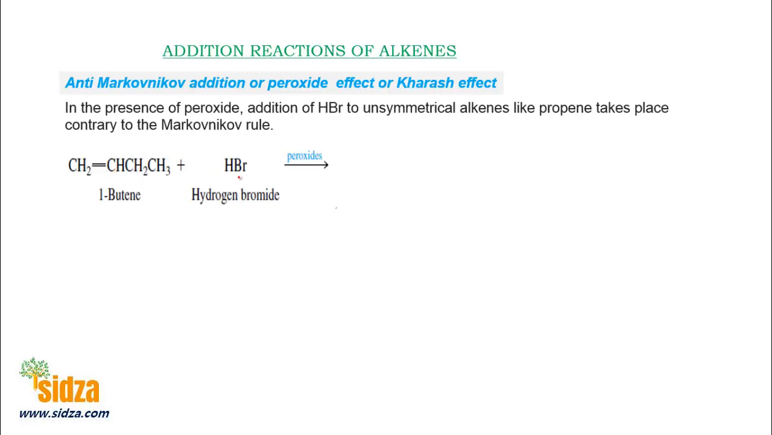However, when you add the same reagent, HBr, in presence of any peroxide like benzoyl peroxide or hydrogen peroxide, it follows the anti-Markovnikov addition. This means now the hydrogen will be added to the double bonded carbon that has fewer hydrogens. So hydrogen will go to this particular carbon, and the bromine will go to this carbon, the CH2, and you break the double bond over here, right?